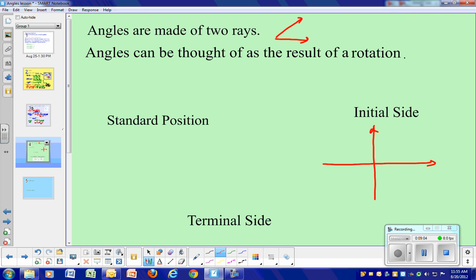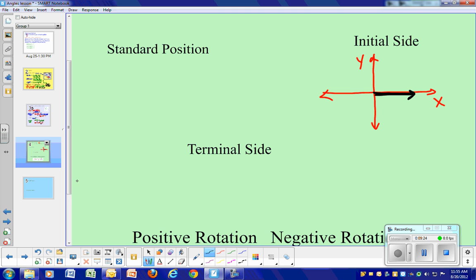So here is our coordinate plane, our x and y axes. The initial side is always right here. That side is locked into place, okay? I didn't draw that super great, but it's supposed to be right on that right half of the x-axis, okay? That's the initial side. Initial means beginning. The terminal side is what you get from turning from that beginning part.